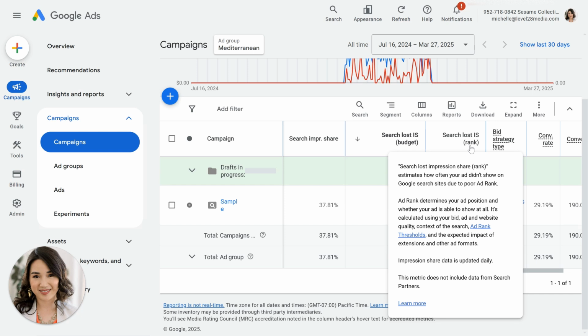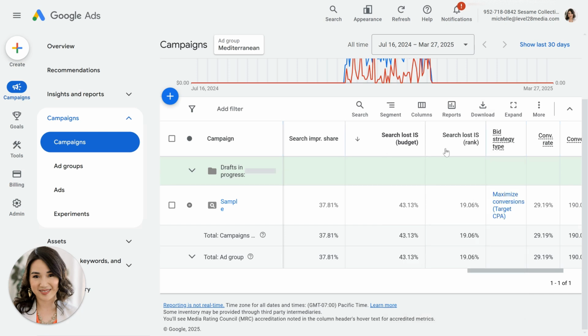I'll drop it in the comments or in the description below for you to check out how you can improve your quality score. But if you improve your quality score, then this number should go down. That means you're not losing out on as many, and therefore you should be able to capture more impressions that would ultimately lead to more clicks and hopefully more conversions. So look into that.